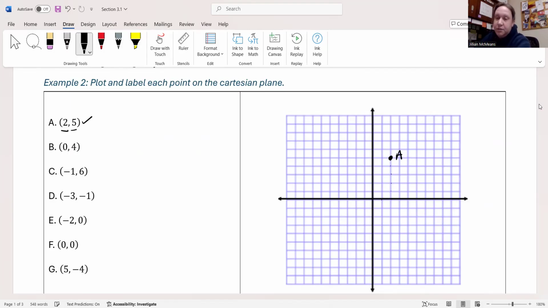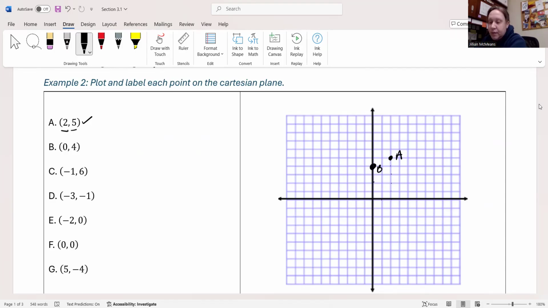So we've plotted A. Now, next up, we have B, which is 0, 4. So if your x coordinate is 0, you don't go left or right, you just go up or down. If your y coordinate is 0, you go left or right, but then you don't go up or down. Okay, so in this case, we have 0, 4, so I just stay at the origin. I don't go left or right, but I do go up 1, 2, 3, 4. So there's the point B.